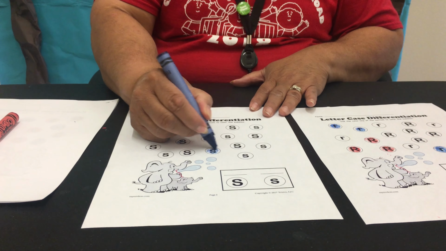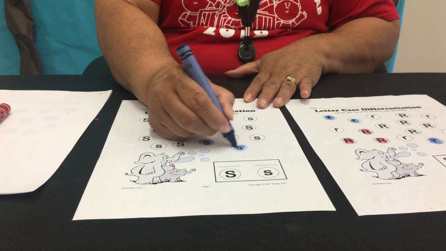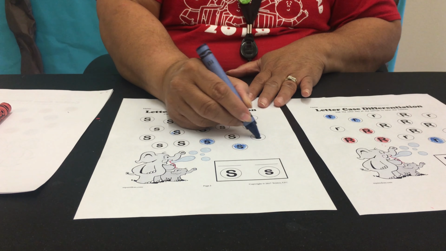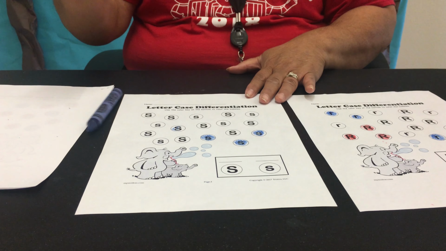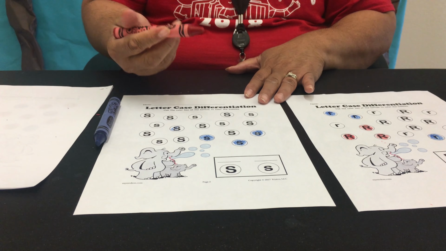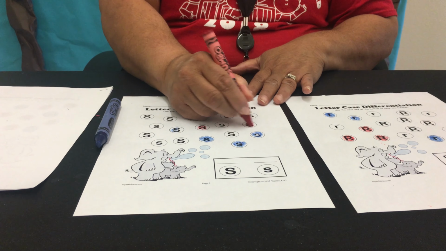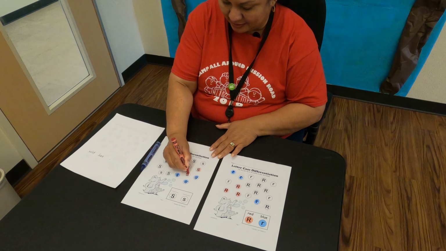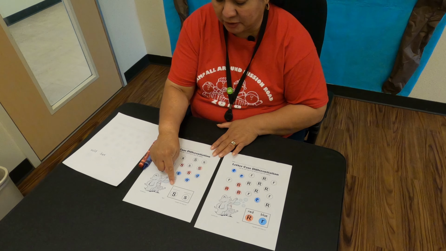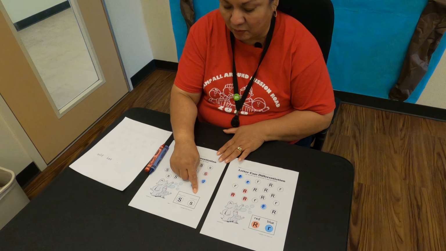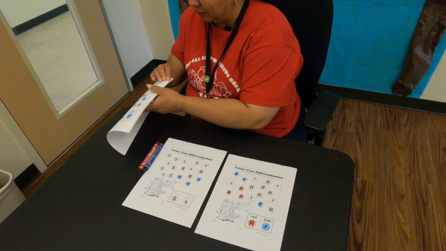Sorry, guys. Lowercase is blue. I started coloring my uppercase. So sorry. All right. Now our uppercase is going to be red. And as you can see, campers, I'm sorry, on my paper, I don't have the red on here or the blue, but it is marked on your paper. So just follow the instructions.